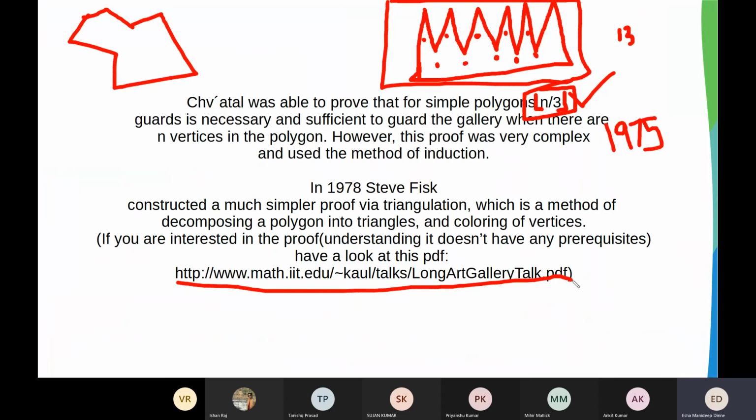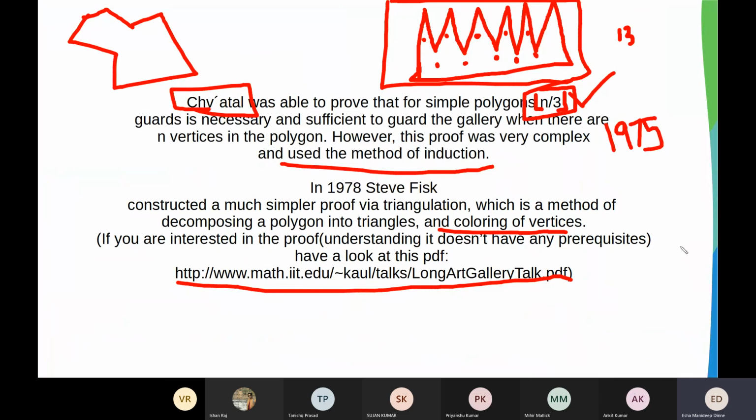I'll be sharing the slides anyway. If you are interested, you can look through this, which is a method of decomposing a polygon into triangles. He used triangulation to solve this problem in 2 to 3 lines, whereas the earlier proof took some 2 to 3 pages of very complex induction. So there are some very clever applications of triangulation like this. He decomposed the polygon into triangles and colored the vertices.